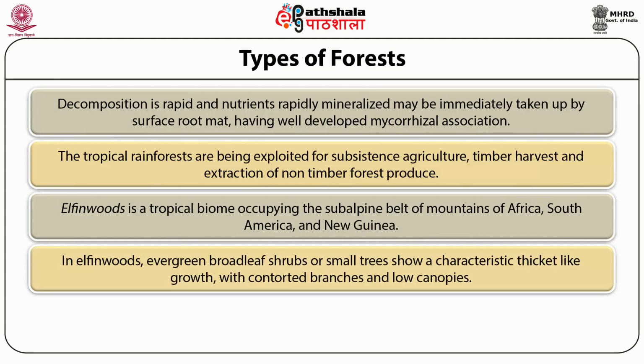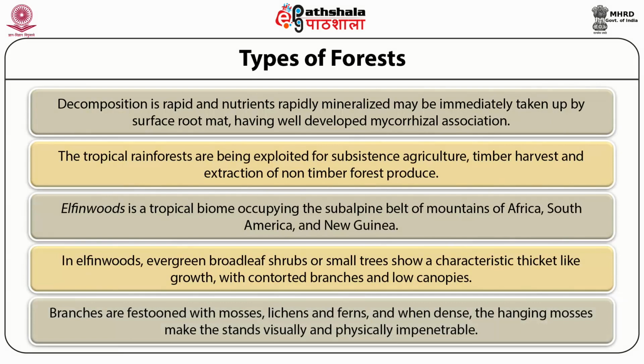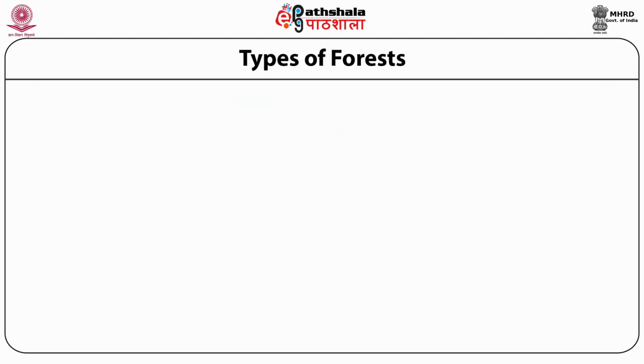In elfin woods, evergreen broadleaf shrubs or small trees show a characteristic thicket-like growth with contorted branches and low canopies. Branches are festooned with mosses, lichens, and ferns, and when dense, the hanging mosses make the stands visually and physically impenetrable. Thus, the overall impression is of a miniature rainforest. Soils of tropical rainforests are red laterites and they may be very thick.